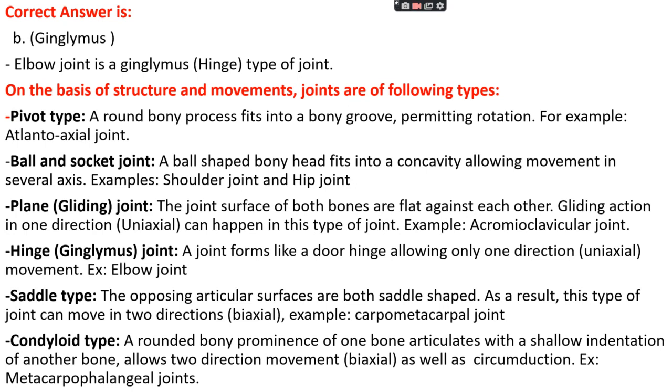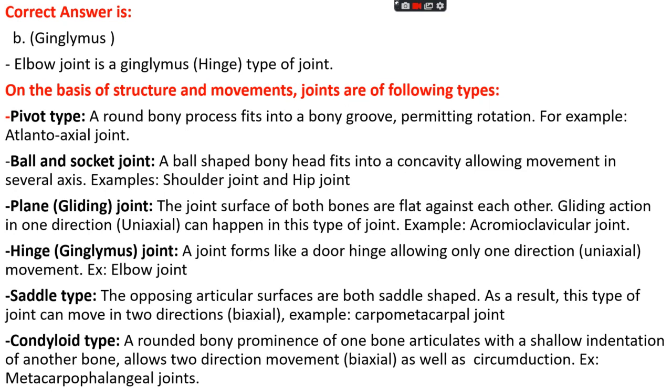Okay. On the basis of structures and movement, joints are of the following types. First is the pivot joint. A pivot joint is a joint where a round bony process fits into a bony groove, permitting rotation of the bone. For example, the atlanto-axial joint, that is atlas and axis joint. Second is the ball and socket joint. In this type of joint, a ball shaped bony head fits into the concavity of another bone, allowing movement in several axes. For example, the shoulder joint and the hip joint.